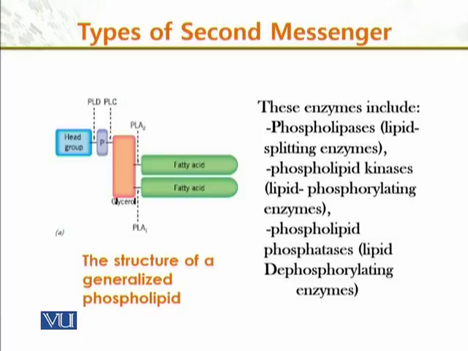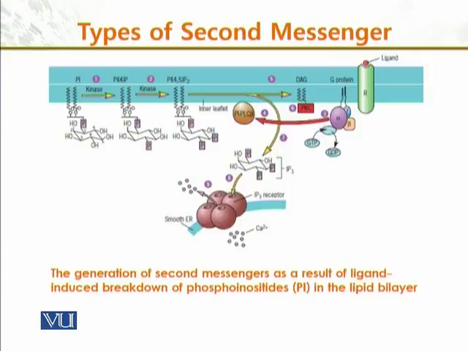That is, these are the enzymes which treat the lipid as a substrate and convert them into the different second messengers. Here, the generation of a second messenger is a result of ligand-induced breakdown of phosphoinositide PI in the lipid layer of the membrane. It has been demonstrated how in the channel the lipids are being converted by the different enzymes to make the change in the cell to carry out the signal.